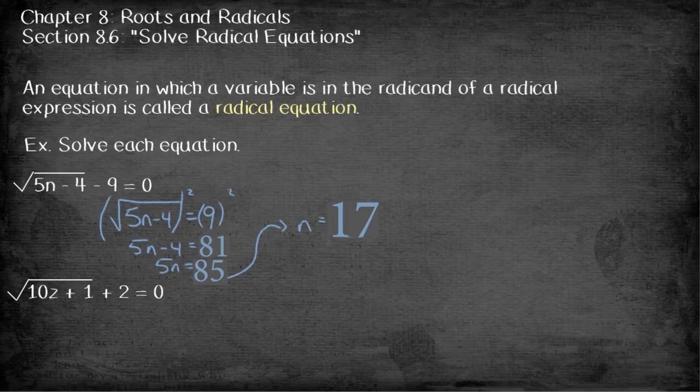So here we would be thinking to do the same thing. Get the radical on one side by itself. So we'd have the square root of 10z plus 1 is equal to negative 2. Hold the phone. Don't get too excited, okay? Don't get carried away. We have a negative on the right-hand side of our equation.